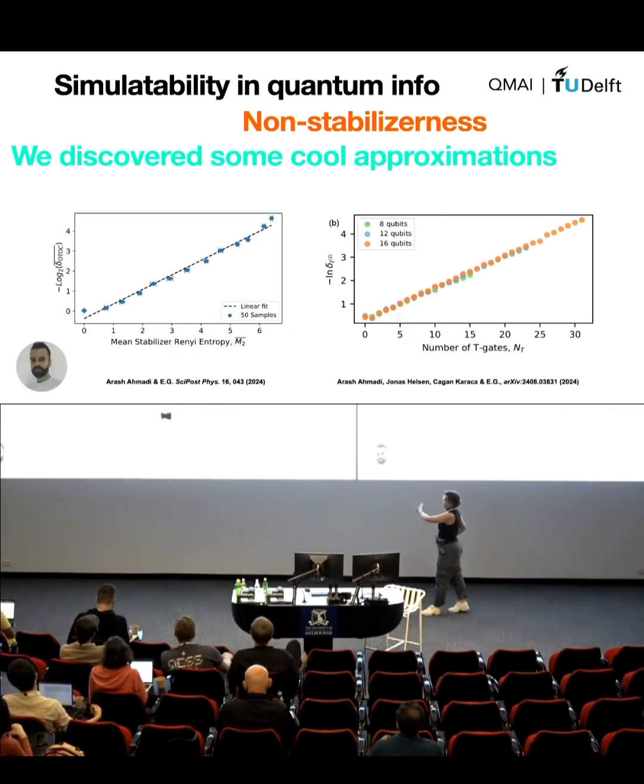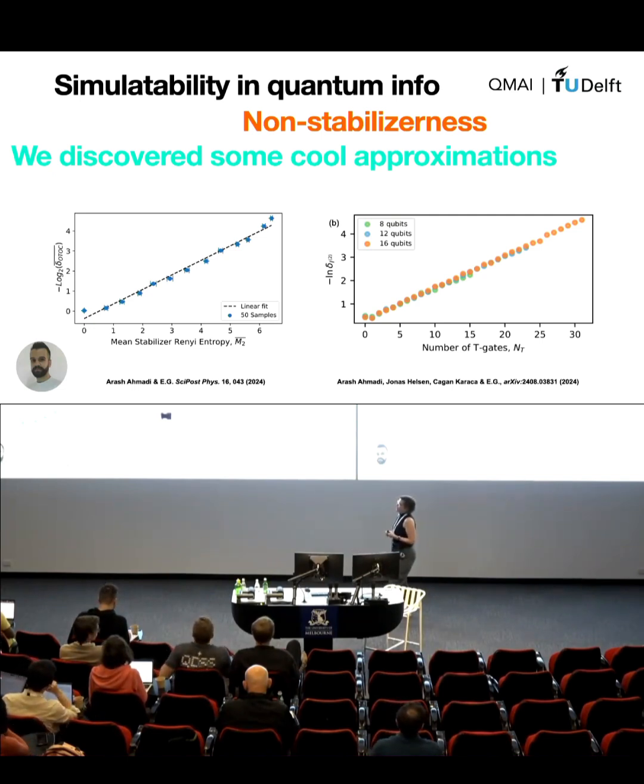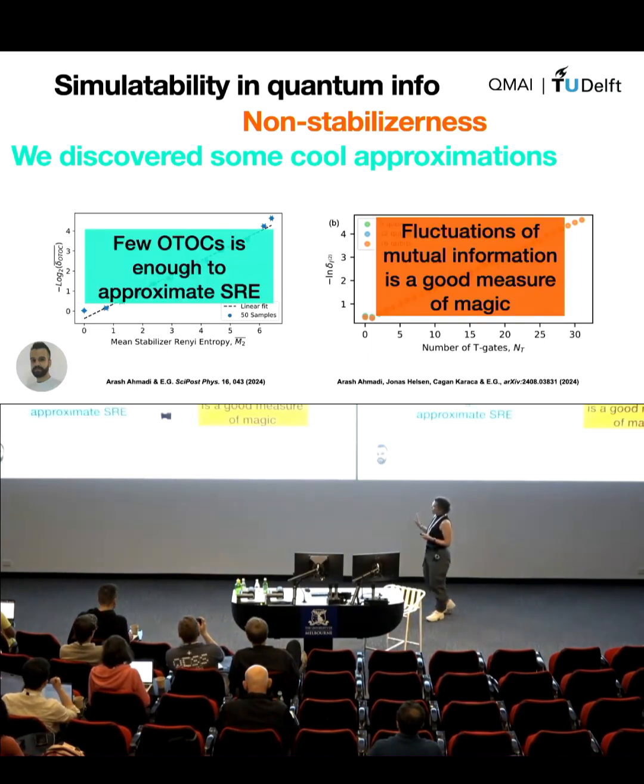As a detour, I will not talk about these results in detail, but just to highlight this, my PhD student Arash cannot be here today, but he worked a lot on the questions of approximating this non-stabilizerness in some kind of more scalable manner. And so he's the lead author on 2 works, in which, in the first one, we show that you can actually just sample a few out-of-time-ordered correlators to approximate the stabilizer Renyi entropy. And in the other one, we show that fluctuation of mutual information over subsystems is actually a good monotonous measure of magic. Sorry, the non-stabilizerness is sometimes called magic.